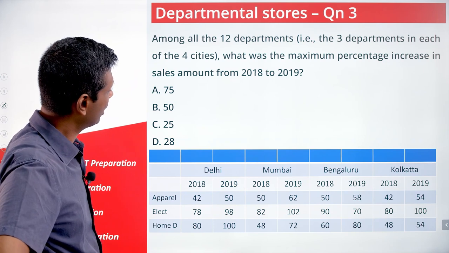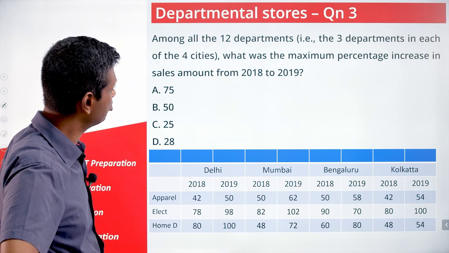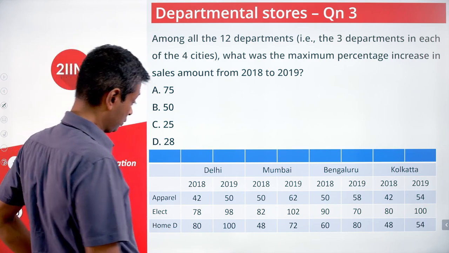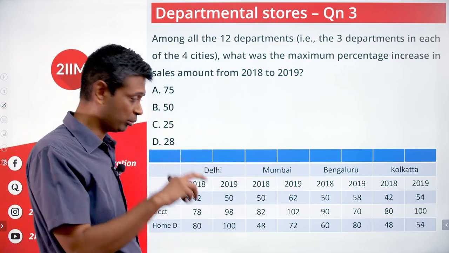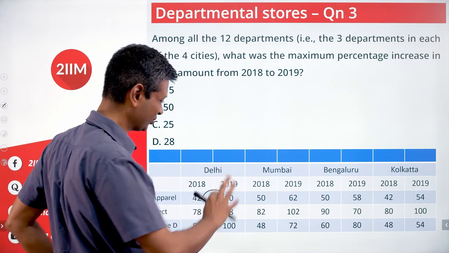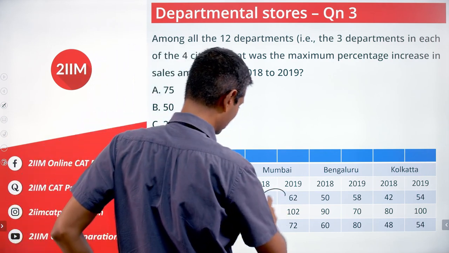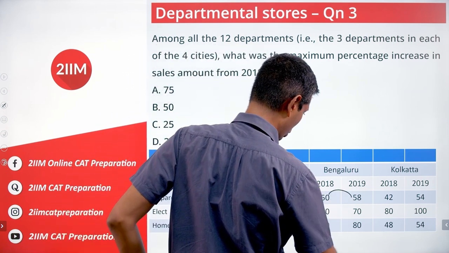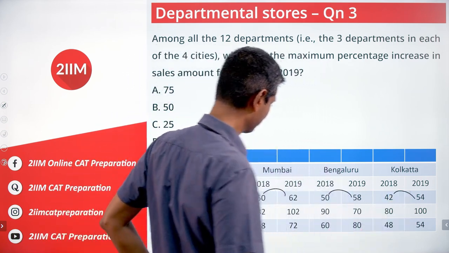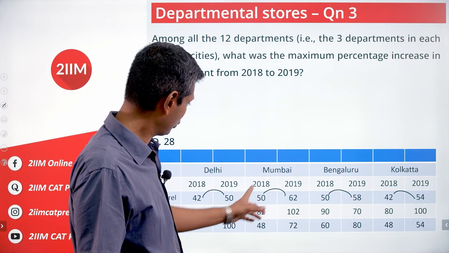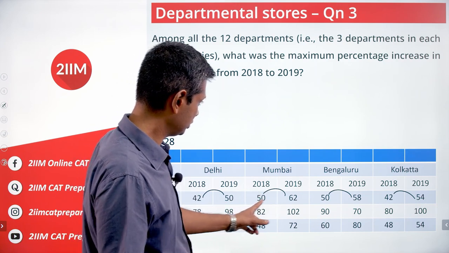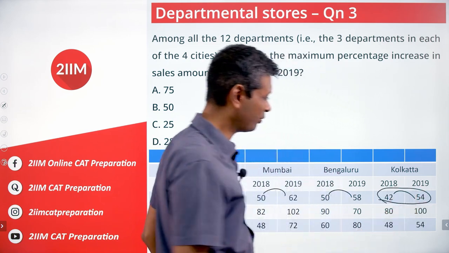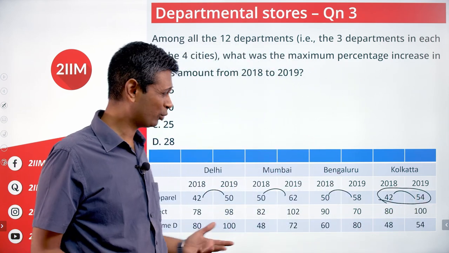Among all the 12 departments, what was the maximum percentage increase in sales amount from 18 to 19? You need to be very savvy number wise. 42 to 50, not very high. 50 to 62, 12 out of 50, 24%. 50 to 58, low. 42 to 54, low. There's an increase of 12 over 50. There's an increase of 12 over 42. This is the highest so far. 12 by 42. Fine, I'm going to keep that in mind.